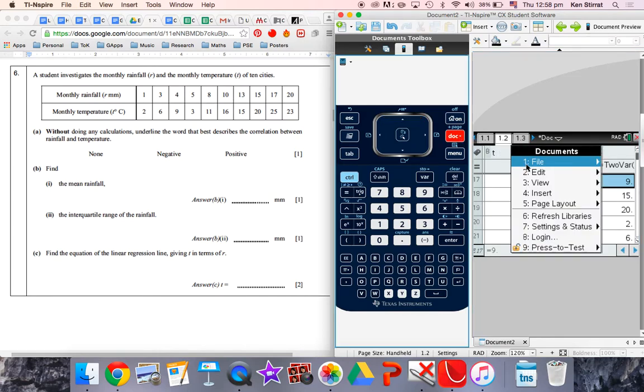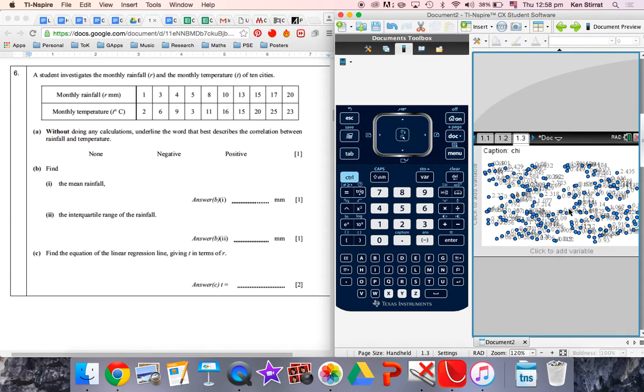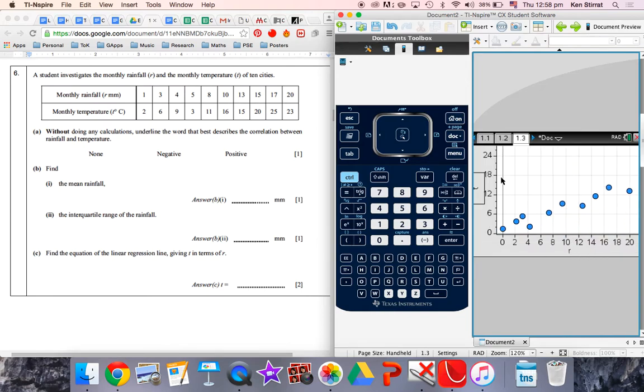So if I go doc, insert a data and statistics, and all these points are from lots of data sets I've got on my spreadsheet, but I want here, I want R against T. Beautiful. So this is the scatter plot we kind of expect, you know, as the monthly rainfall increases, the monthly temperature seems to increase.